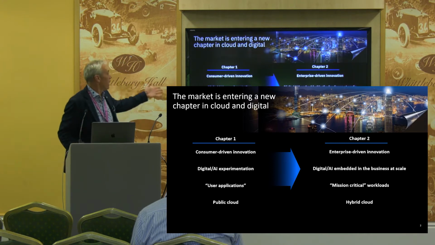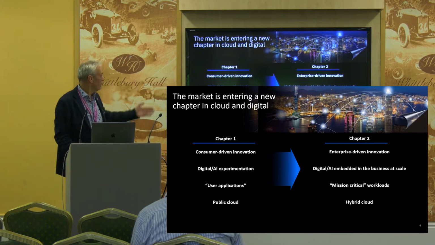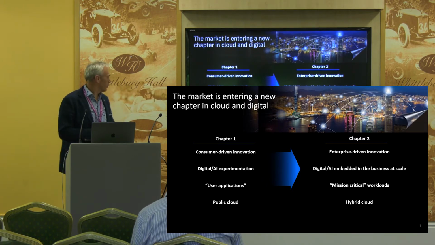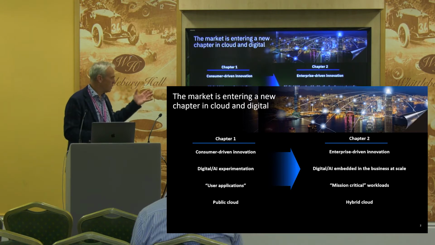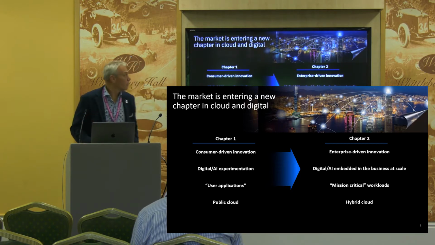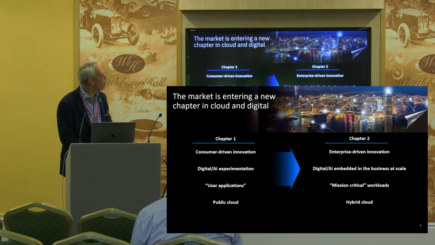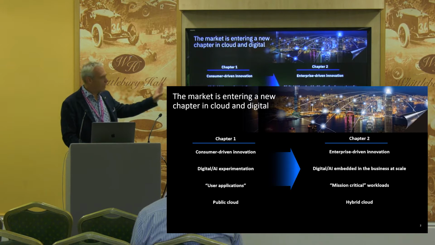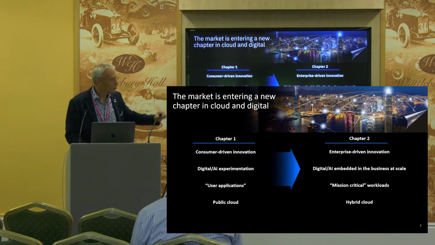And it was very much about consumer-driven innovation, experimentation on digital and artificial intelligence, user application, public cloud mainly. And IBM thought, well, we need to go to the next step, the next level, and that's what we called Chapter 2 in IBM terms. And we can see that we clearly are moving more enterprise-driven, not so much consumer-driven.